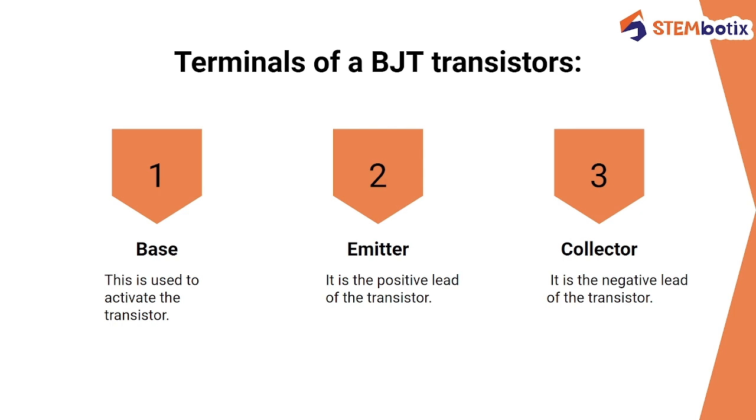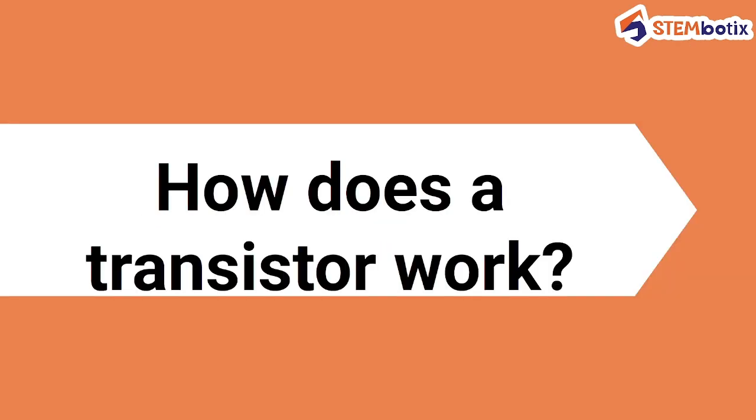Any voltage or current at this pin can turn on your transistor. So whenever you want to turn on your transistor, you have to give an input signal, a voltage or current, to the base pin. Now the emitter is known as the positive lead of the transistor, while the collector is the negative lead of the transistor. In this section, we are going to mainly learn the operation and working of BJT transistors, which are NPN and PNP.